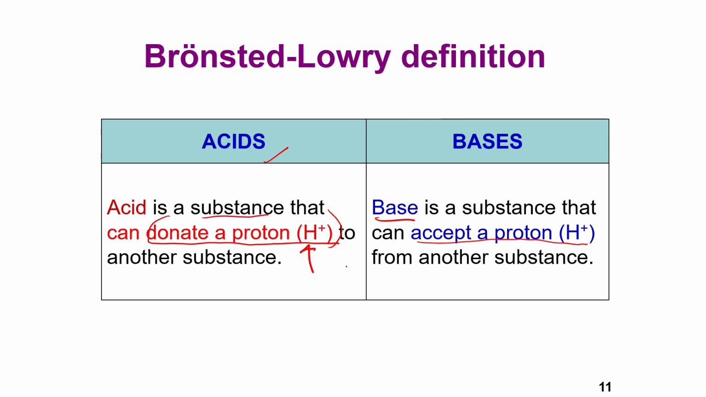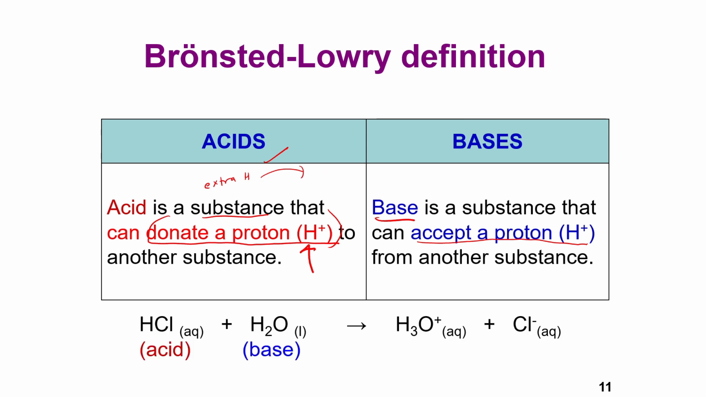So kesimpulannya, untuk dia jadi acid, Bronsted and Lowry acid, substance tu mesti ada extra H supaya dia boleh donate hydrogen. Contoh equation HCl plus H2O produce H3O plus and Cl minus. So untuk kita tahu sama ada HCl ni boleh donate ataupun accept a proton, kita akan cari apa produk dia. So pairingnya ialah Cl minus. So HCl pairingnya Cl minus.